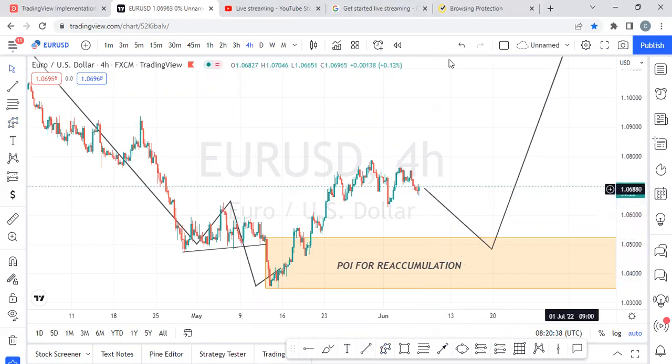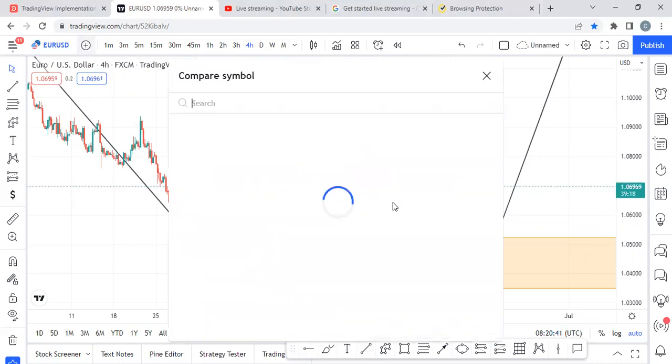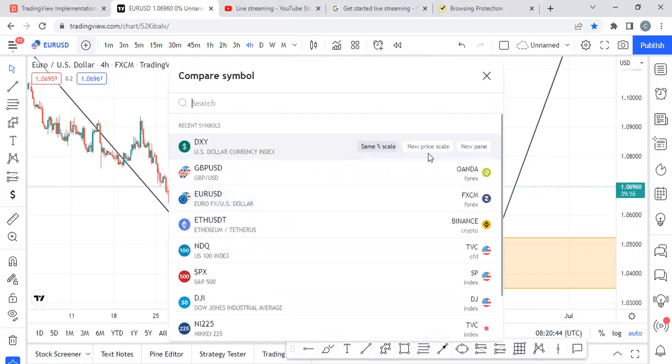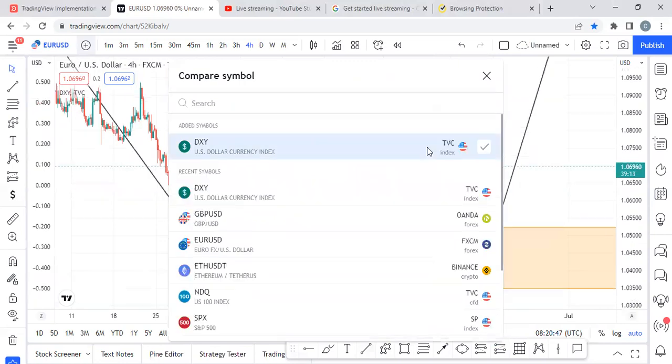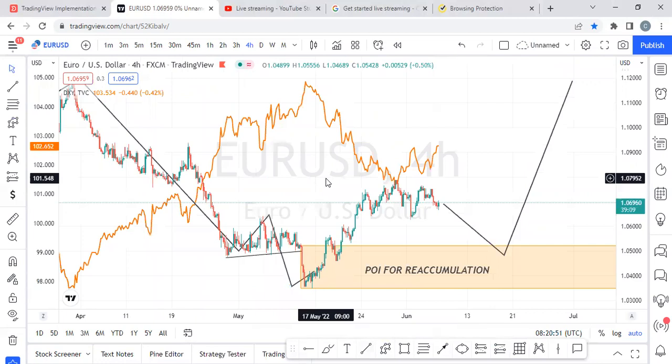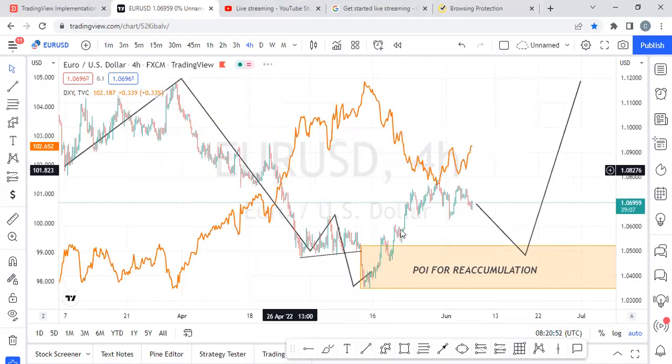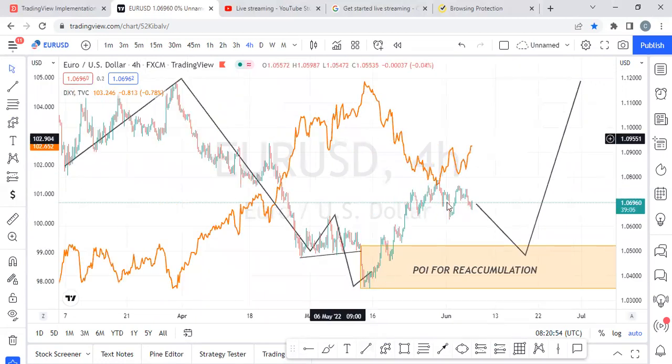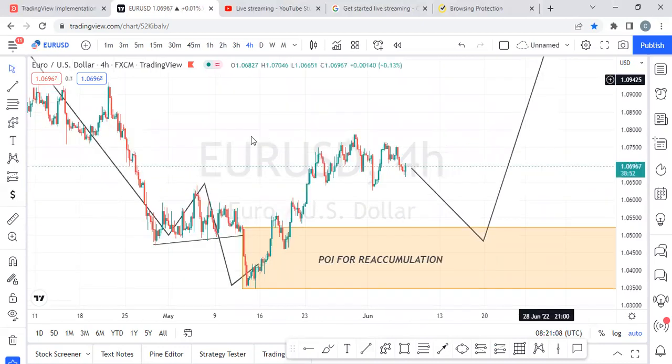But before I end there, let me try to compare it with DXY to see if there's a divergence. All right, DXY should be going the opposite direction of EU. So it was going up, going down. Okay, market is going down. All right, there's no divergence. Made a higher high, lower low. Okay, it's okay. So that's fine. So it's good to go. So look out for a buy inside there, take price.